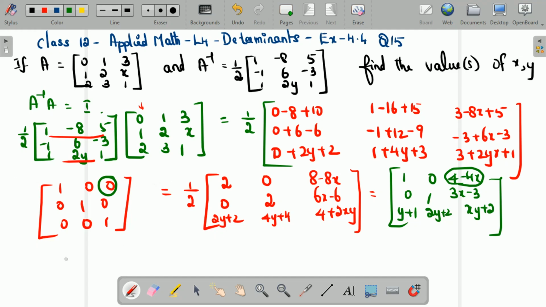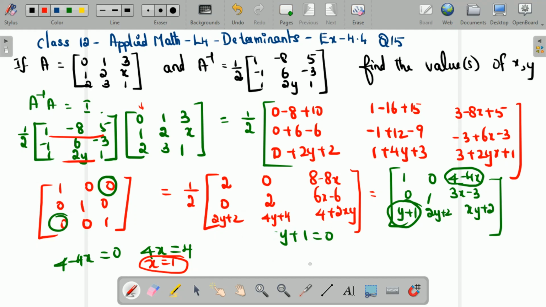So let's compute. 4 minus 4x is equal to 0. So 4x is equal to 4, which means x is equal to 1. So this is the first computation. Now let's do this comparison for the y term here. So y plus 1, I can compare it to 0. So y plus 1 is equal to 0, which means y is equal to minus 1.